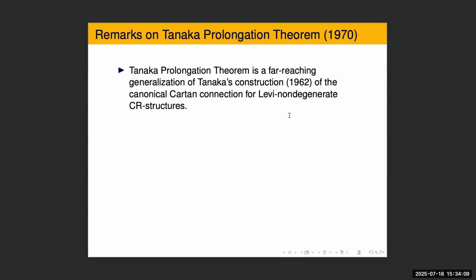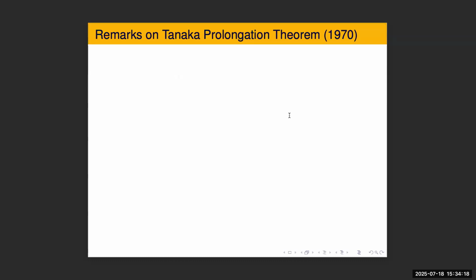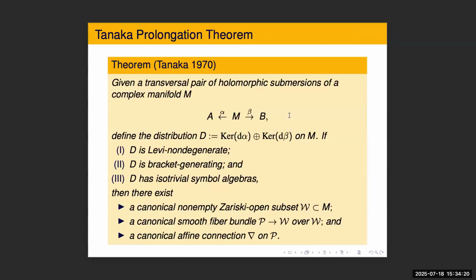CR structure is basically in the holomorphic setting. It is a contact structure. So what he proved for contact structures, he generalized to this theorem. That is the origin of this theorem. It's a generalization of CR geometry to an arbitrary double fibration.